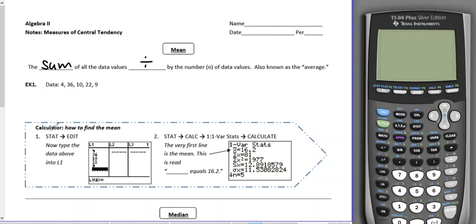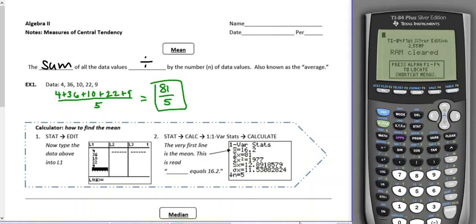So for our example, we have 4, 36, 10, 22, and 9. In order to find the mean, we would go 4 plus 36 plus 10 plus 22 plus 9, and then divide all that by 1, 2, 3, 4, 5. So we're dividing it by 5 since there are 5 numbers. You can put that in your calculator, but when you do, you will get 81 over 5 as your mean.